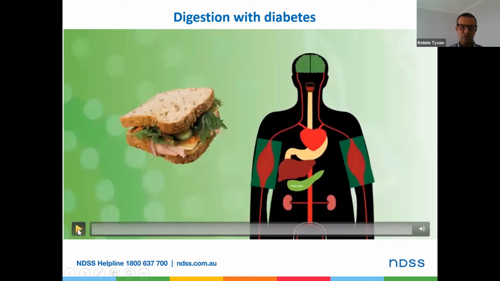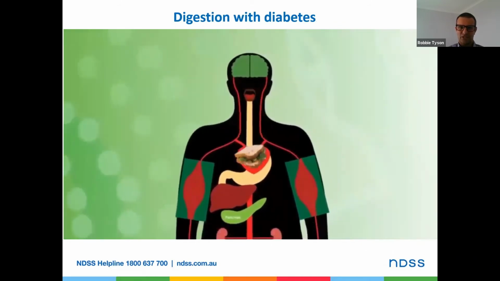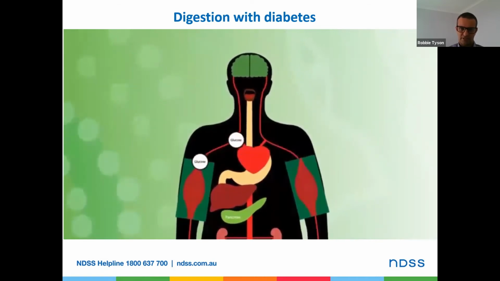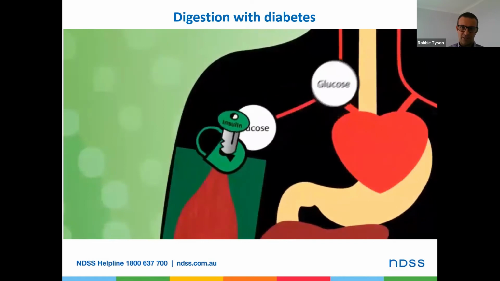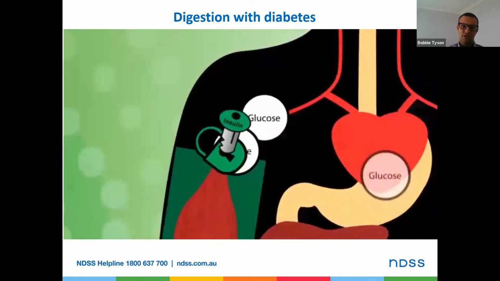So if someone was living with diabetes and they were to consume this food, the body would break it down, and the glucose released from the carbohydrate out of the stomach and into the bloodstream would then elevate the blood glucose levels. So that glucose is going to the cells of the body where it needs to be. Insulin is the key that unlocks the lock to let that glucose into the cells of the body.